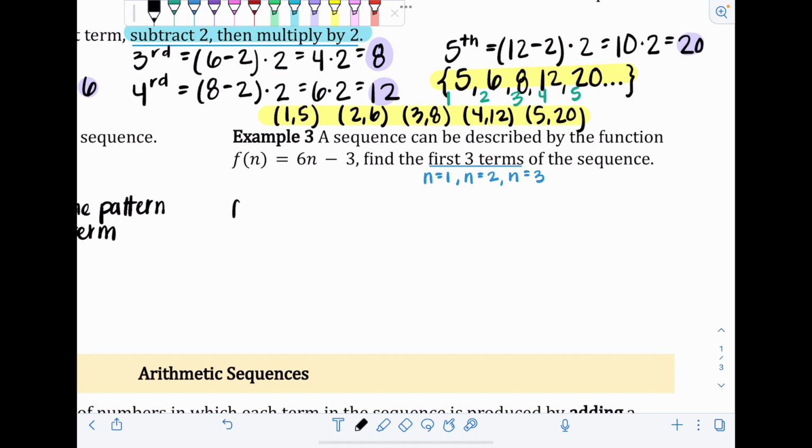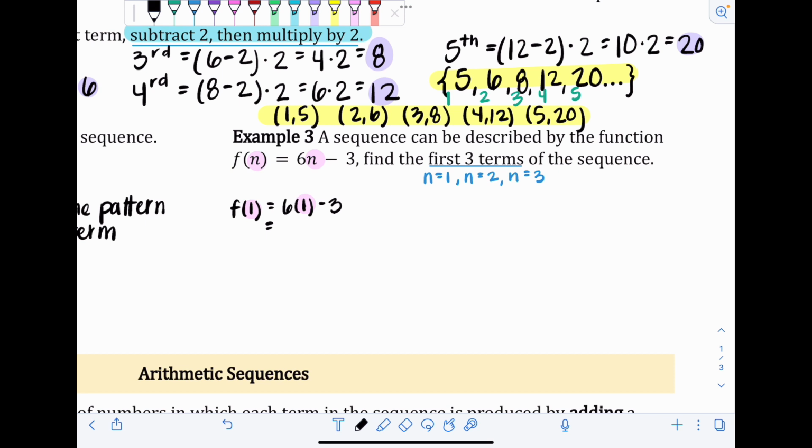First we'll find f of 1, and this is just like evaluating functions regularly. f of 1 means that I take 1 and put it in the function where the n's are. This time we don't have x's, but we have n's for term number. So f of 1 equals 6 times 1 in for n, and then minus 3, and now we just need to simplify.